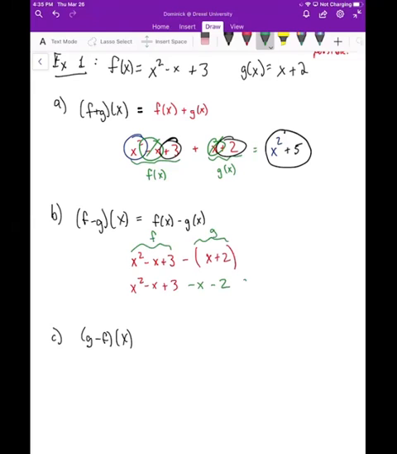So now if we combine like terms, it looks like, again, nothing happens to x squared. And then we have a minus x and a minus x. So together they are minus 2x. And then we have a plus 3 and a minus 2. So together they are plus 1.